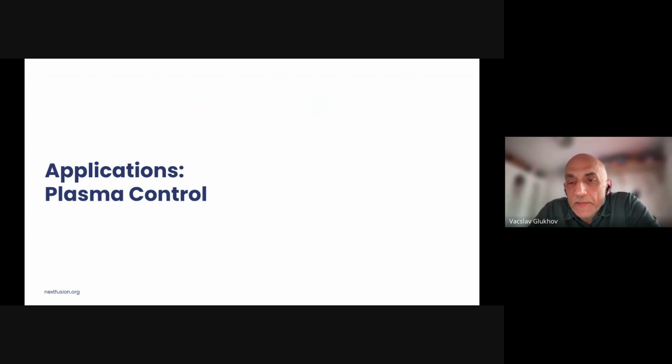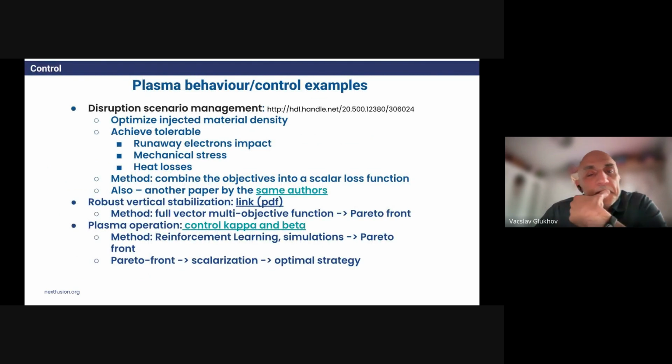A couple of examples in plasma control. I'd like to skip a few examples and proceed to the latest. Well, not skip, but mention briefly. So here's the list of examples that I want to consider. It's disruption scenario management. The objective here is to minimize runaway electron impact along with mechanical stress and heat losses. The way they do that is using scalarization. They combine the objectives into a scalar loss function, which is much easier to optimize.